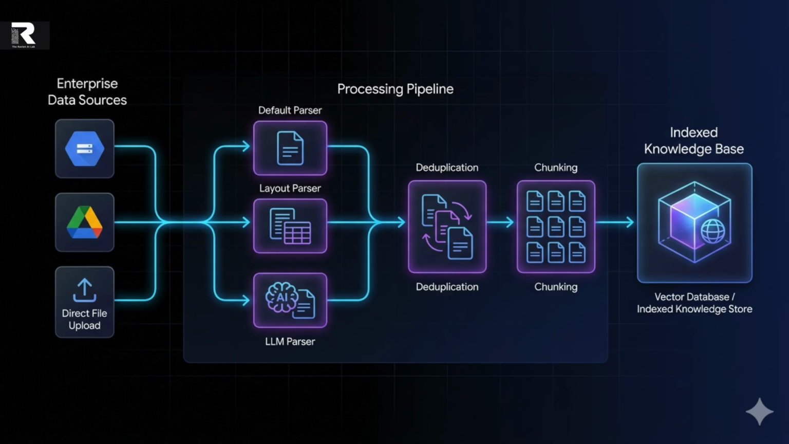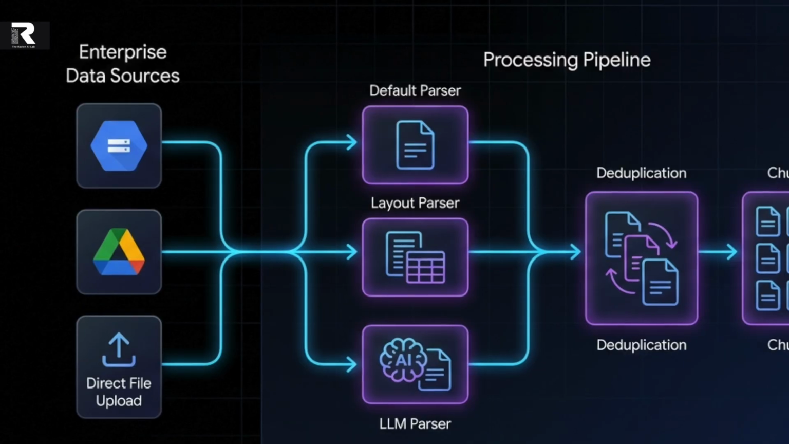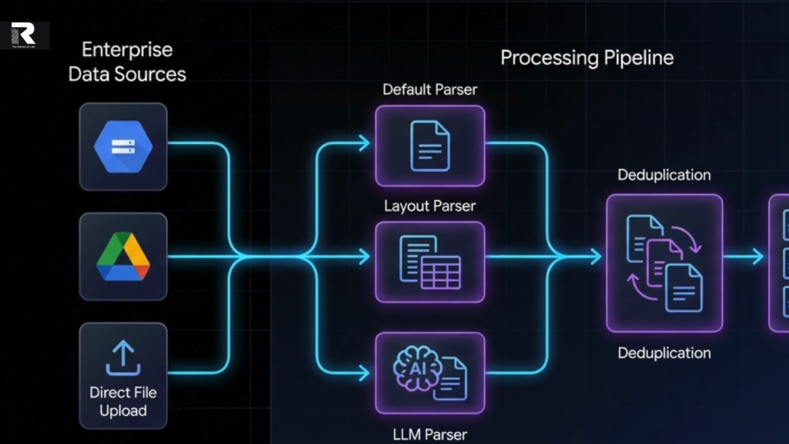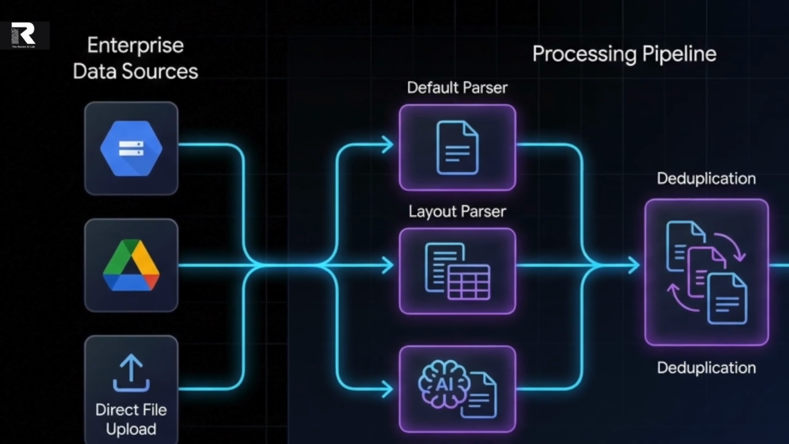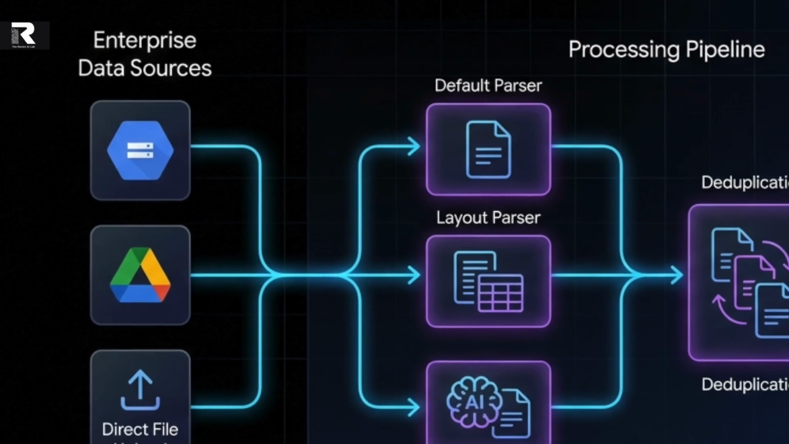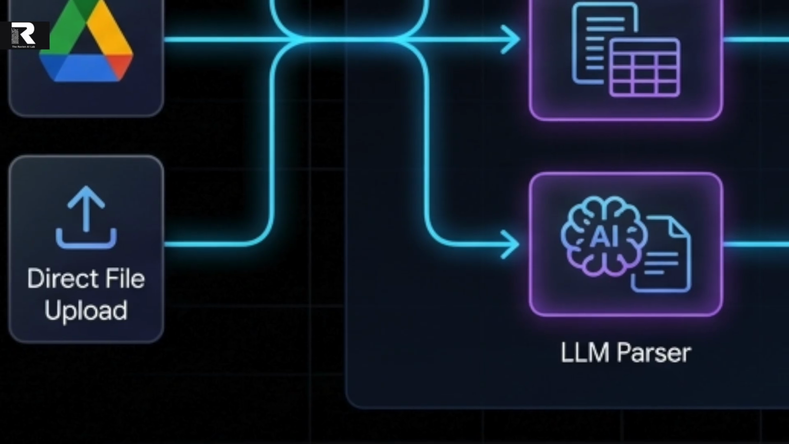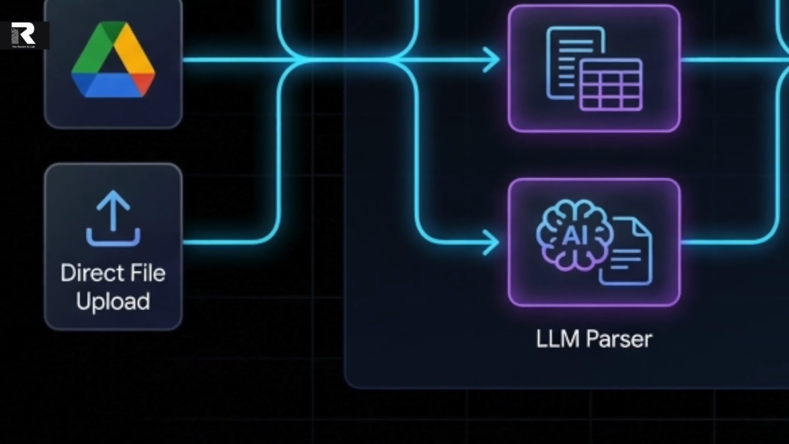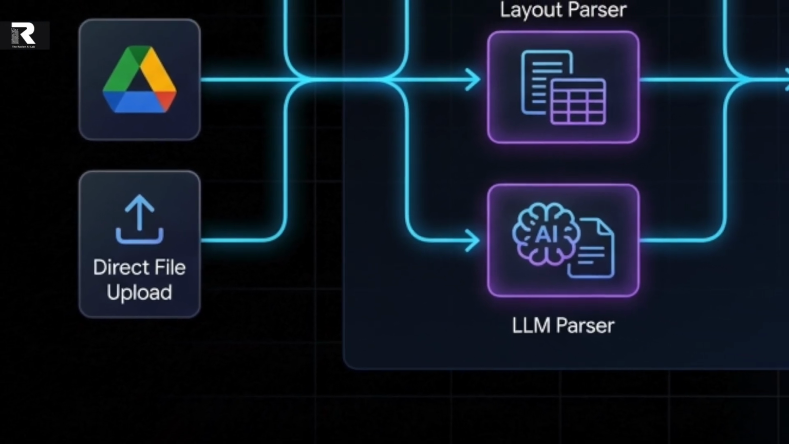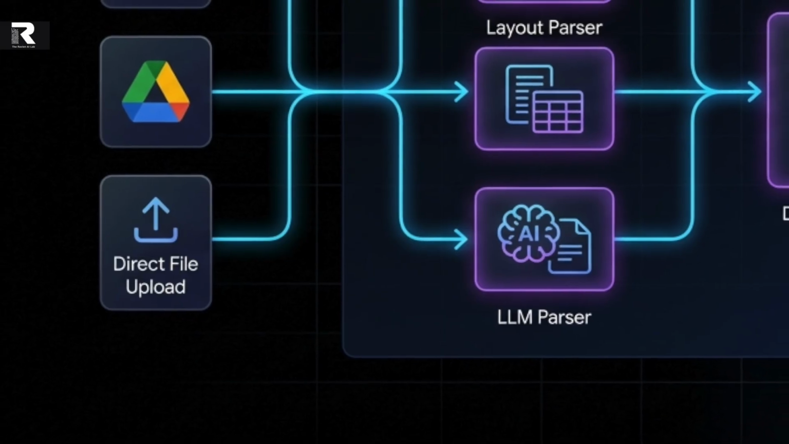The Vertex AI RAG engine ingestion system is more than file upload. It is a structured transformation and indexing pipeline that prepares raw enterprise data for retrieval at query time. Connectors: the system supports ingestion from core enterprise sources, including Google Cloud Storage (GCS), Google Drive, and direct file uploads. These sources bring external data into the RAG pipeline for processing and indexing.